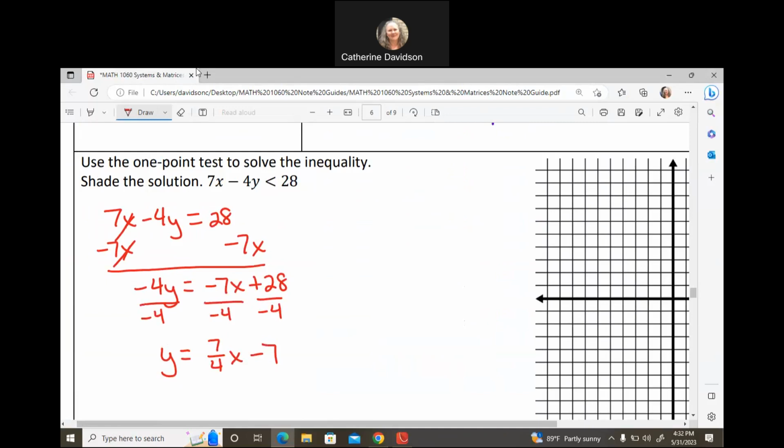With inequalities, if it's a less than or greater than, you're going to use a dashed line. If it's a less than or equal to or a greater than or equal to, you're going to use a solid line. Either way, you're going to use the line tool. So this one, that line is going to be dashed.